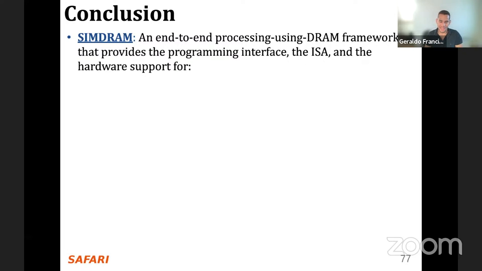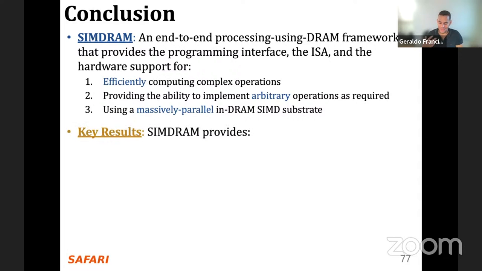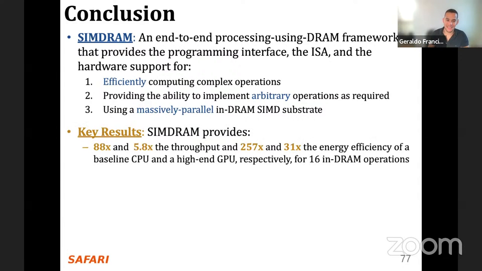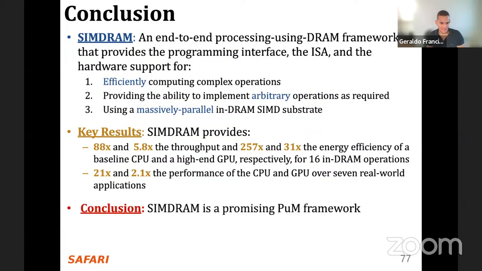So SIMDRAM also provides the programming interface, the ISA, and the hardware support to do complex operations in DRAM, giving the flexibility of new operations in DRAM and using DRAM as a massively parallel SIMD substrate. We extensively evaluate SIMDRAM and we see that it outperforms a CPU, a GPU, and MBIT for 16 in-DRAM operations. And SIMDRAM can also accelerate real-world applications compared to the CPU and GPU baselines.